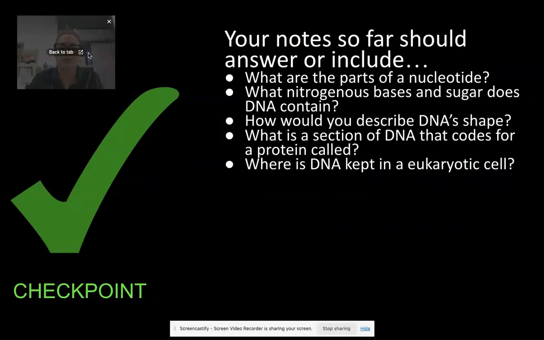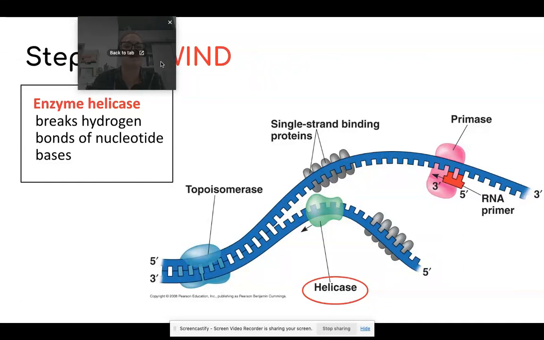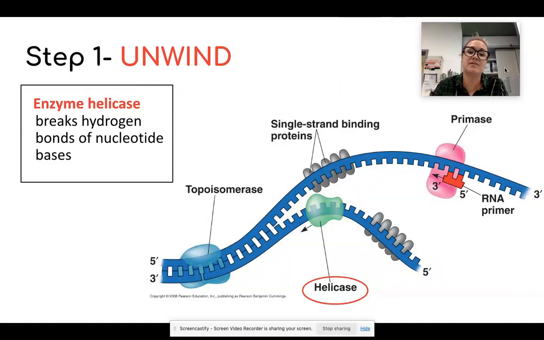Okay, so step one. I think I'm going to use the arrows. Step one, the DNA has to unwind. There is an enzyme that actually facilitates this called helicase. It breaks down the hydrogen bonds of the nucleotide bases and unzips the DNA, basically. So you can see there helicase is circled.